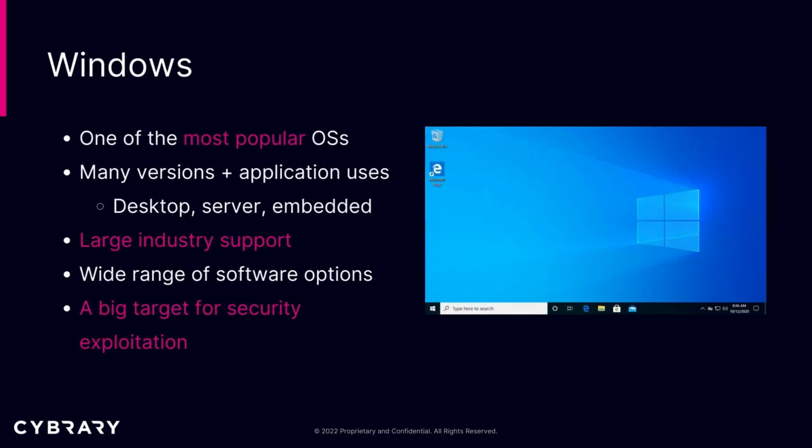Windows, we're very familiar with Windows, one of the most popular operating systems out there. Many versions are out there, also with different application uses, meaning Windows Desktop is for desktop environments. There's also Windows Server for server environments, or Windows Embedded for embedded-type devices. It has large industry support and a wide range of software options. There are a lot of manufacturers of software made for Windows. And because of its large industry support and large user base, it makes it a big target for security exploitation as well.